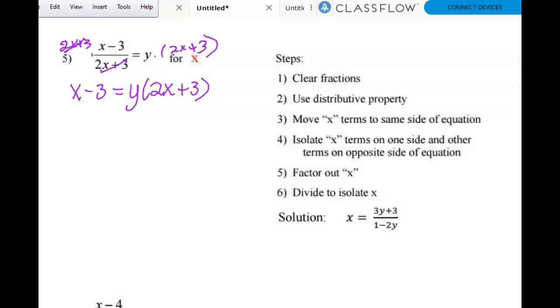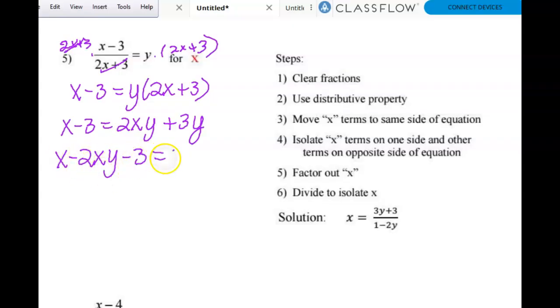So now I'm going to go ahead and distribute my y. And then, this is just like the rest of them. What do I have to do? I have to move the x's to one side. So I'm going to have x minus 2xy. Are the x's alone on one side? What do I have to move? The 3. And when it's minus, so when it goes to the other side, it's okay, so we have x minus 2xy equals 3y plus 3.